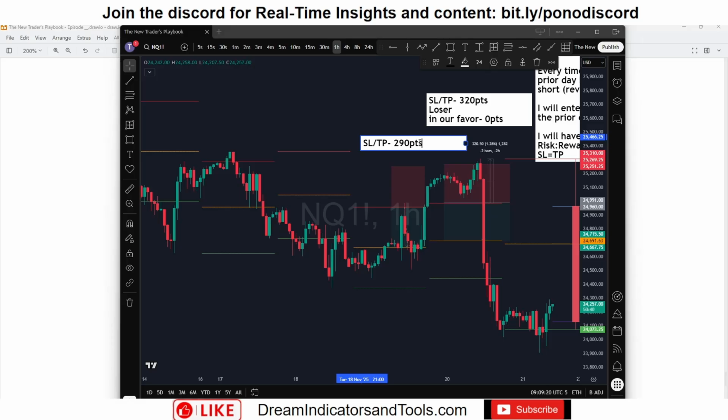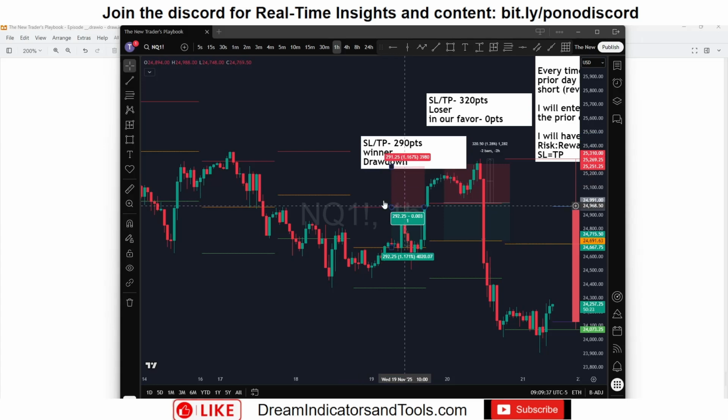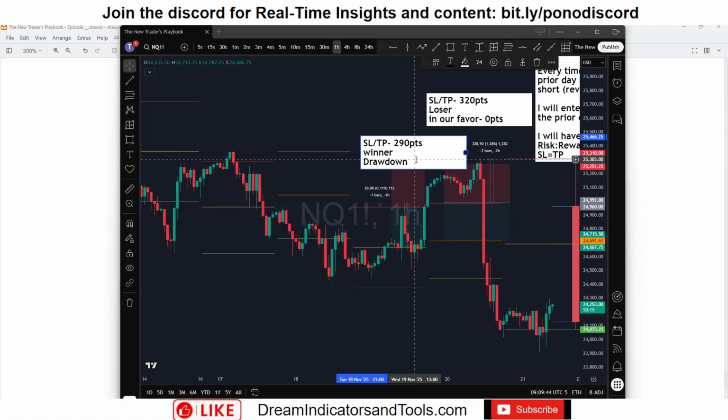So 290 points there, it was a winner, right? And then in cases of winners, I would definitely want to know how far it went against us, which is a term called drawdown. Drawdown means how far did a trade take you into the red. So all we have to do is look at from where we would have entered to how high it went. And you'll notice this is 28 points. Okay, cool. So 28 points goes into the red against us.